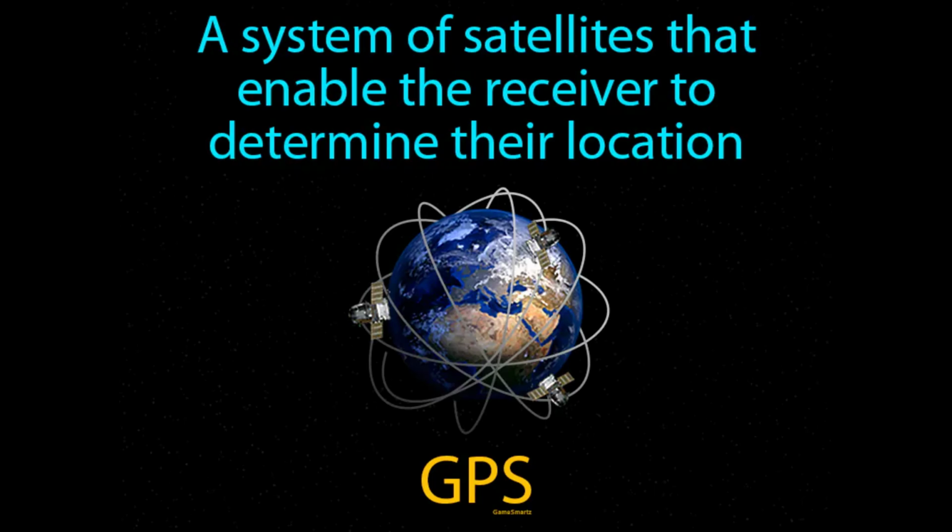A system of satellites that enable the receiver to determine their location. Global positioning system, GPS. GPS is a network of satellites that helps you find your exact location on Earth.